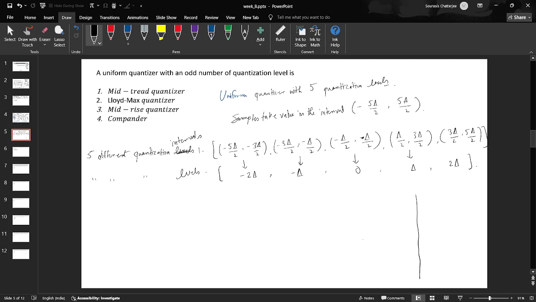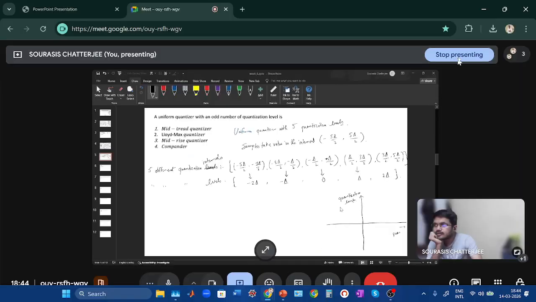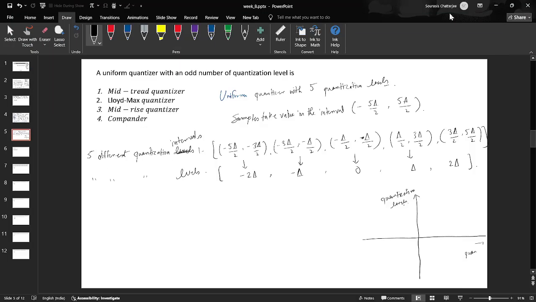How does this actually look like? Now already from the previous example we know in the y-axis we have those quantization levels, and in the x-axis we have quantization intervals. So let us mark our intervals first.